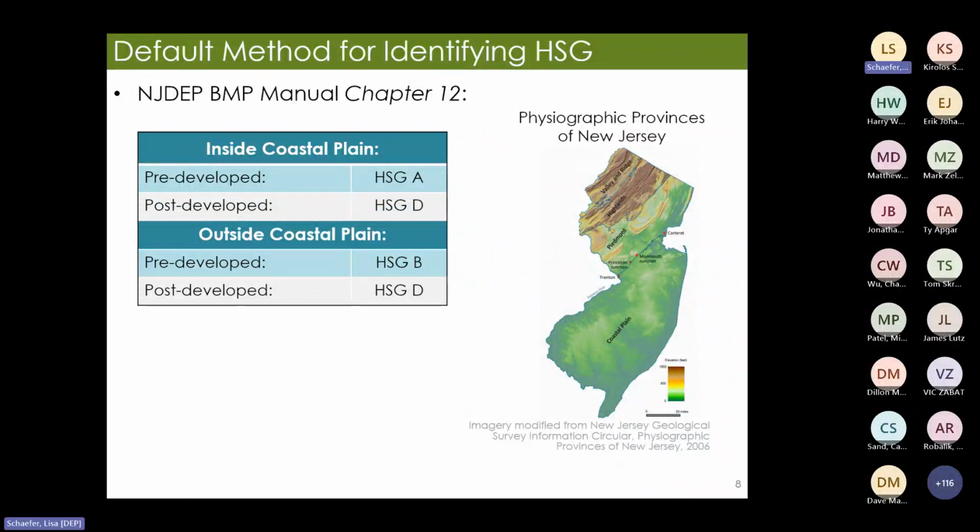In the coastal plain, the pre-developed condition hydrologic soil group to be used is A, but for the post-developed condition, you use HSG D. And when you're outside the coastal plain, use HSG B for the pre-developed condition, and then HSG D for the post-developed conditions. Now you've also seen this figure, which is figure 12-2 in the chapter, and that's good for a general idea of where the coastal plain is found.